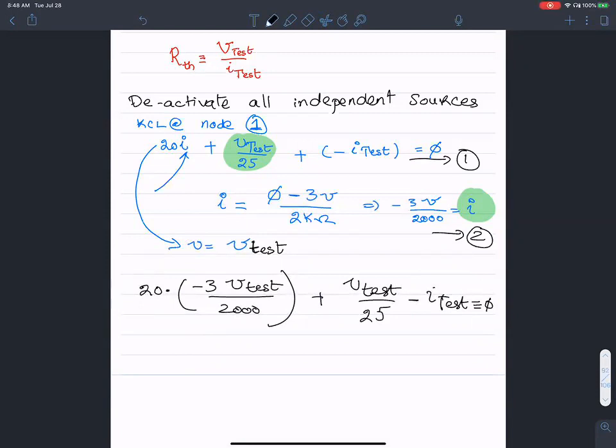Okay, so let me rearrange this a little bit more. So I can write this equation to appear something like so. If I factor V test out, I get something like this. I'm going to be left with 1 over 25 minus 60 over 2000, minus I test equals 0, or simply this guy equals that guy.